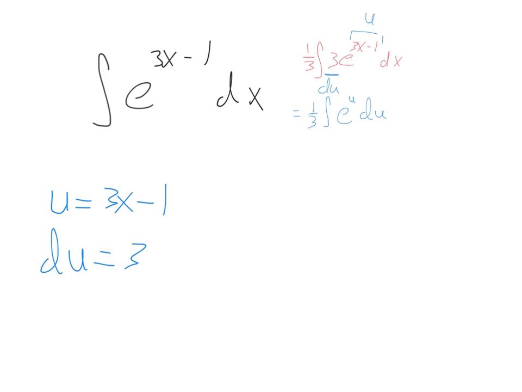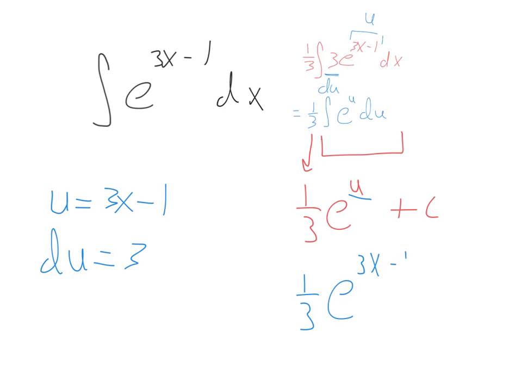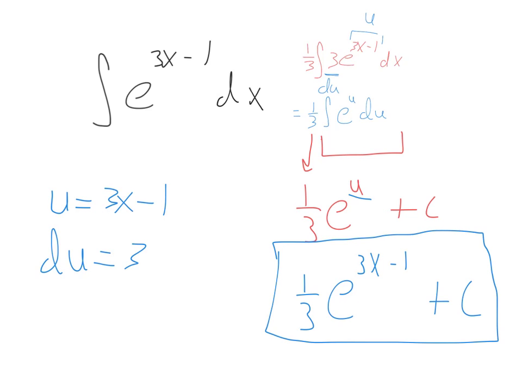Alright, so the integral of e to the u du is just e to the u. The 1/3 will follow through. And don't forget your c. Now, of course, we can clean this up. I don't like the u. It's kind of ugly. So I can put 1/3 e to the 3x minus 1 plus c. And that's my answer. Pretty convenient, don't you think? Let's go ahead and try another one.